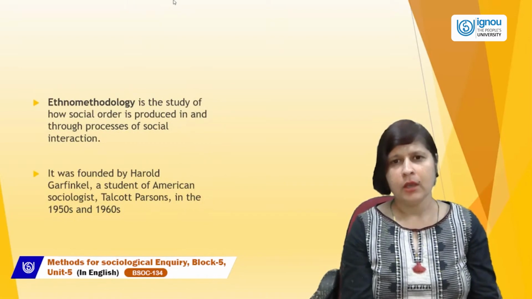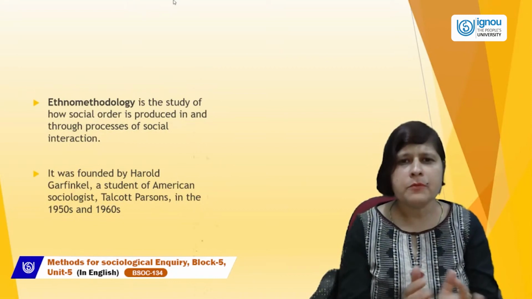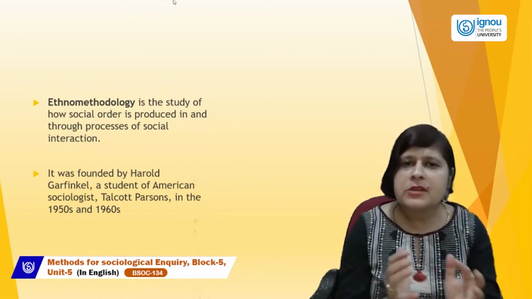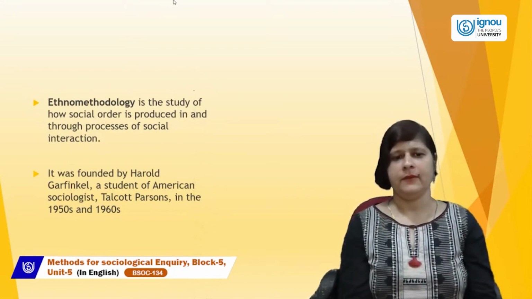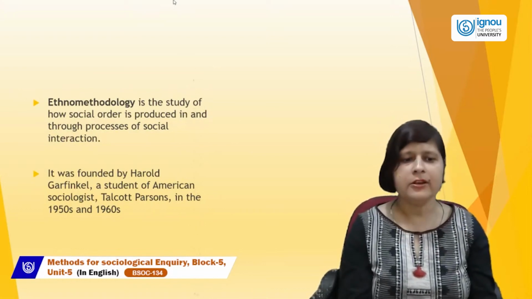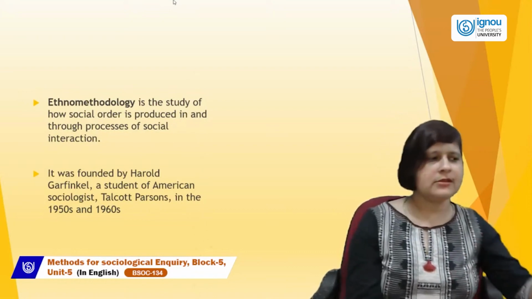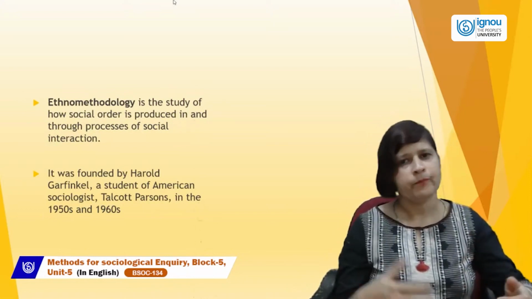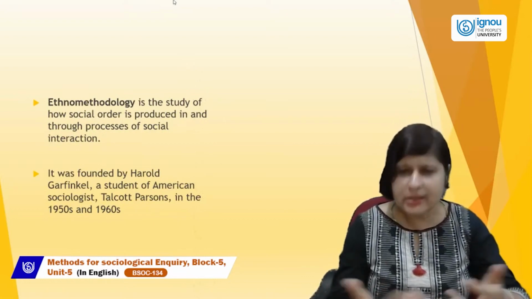Why do we follow? Because of social interaction, we form certain unwritten rules and laws which we follow, and this produces a social order. And this is ethnomethodology, the study of how social order is produced in and through the process of social interaction. This is right, this is not, this is good, this is bad, this is sin, this is not right. So is it written somewhere?